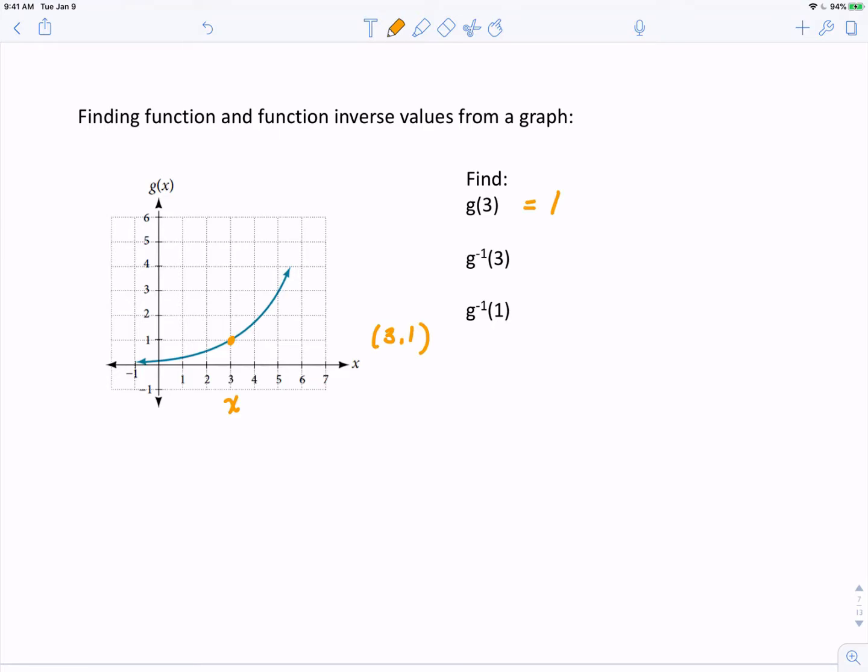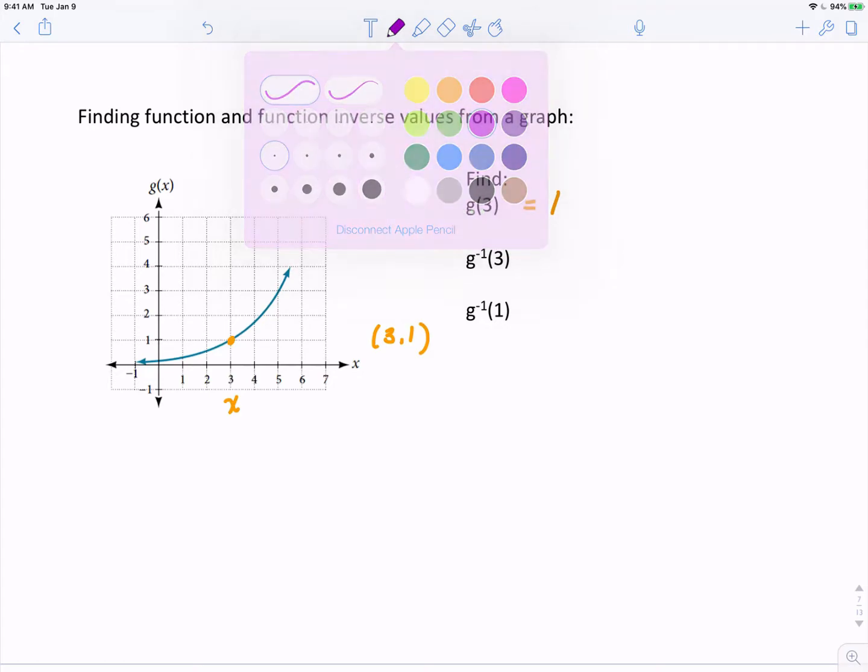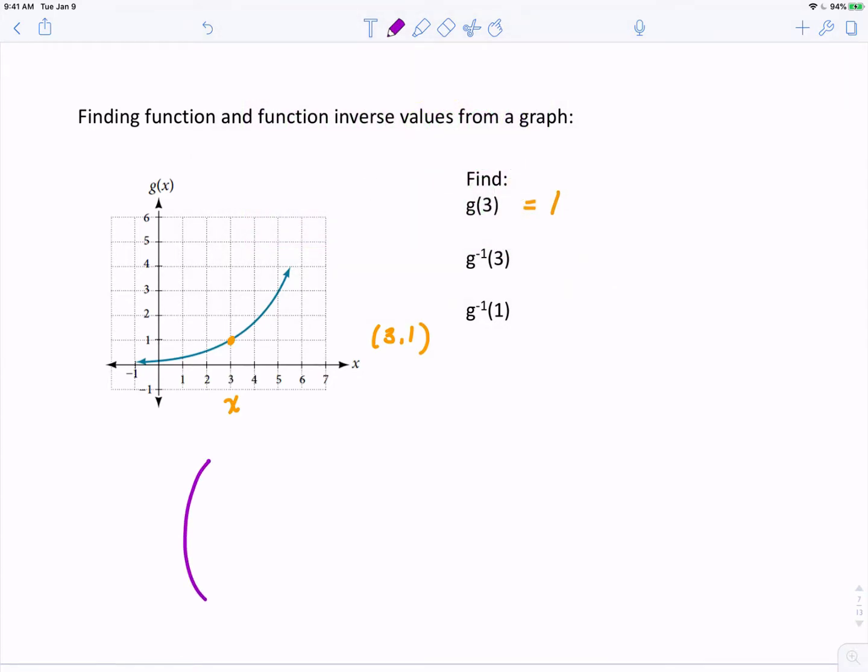But now we're asked a different question. Find g inverse of 3. Again, sometimes it's helpful to have pictures so we understand the ideas. Here we have a function g, and then we have g inverse. And the idea is, using the graph, can we find these function values?